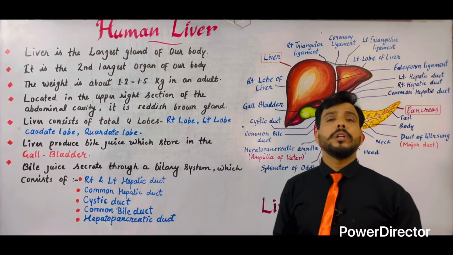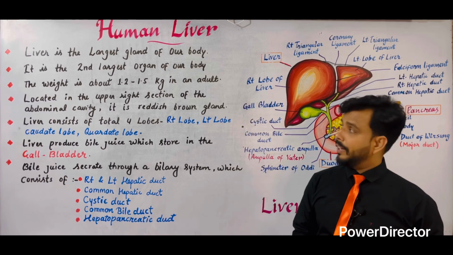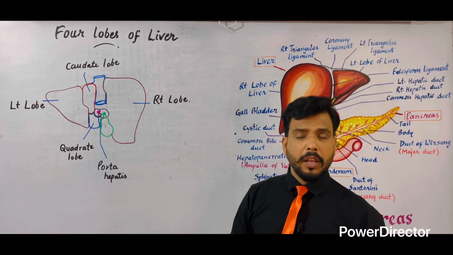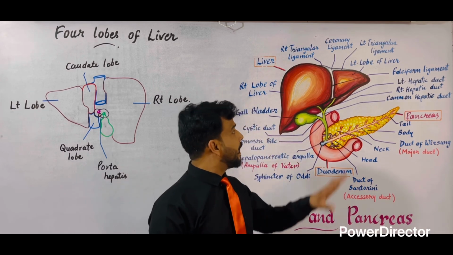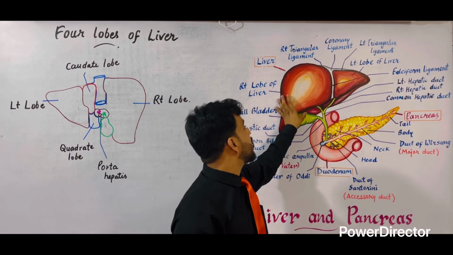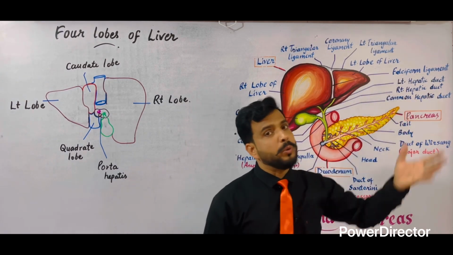Now we'll talk about the different lobes of the liver, the anatomy and the functions of the liver. So now we'll talk about all 4 lobes of the liver. As I told you before, there are 2 lobes in the liver. As you can see in this diagram, this largest lobe is known as the right lobe of the liver and this lobe is known as the left lobe of the liver.